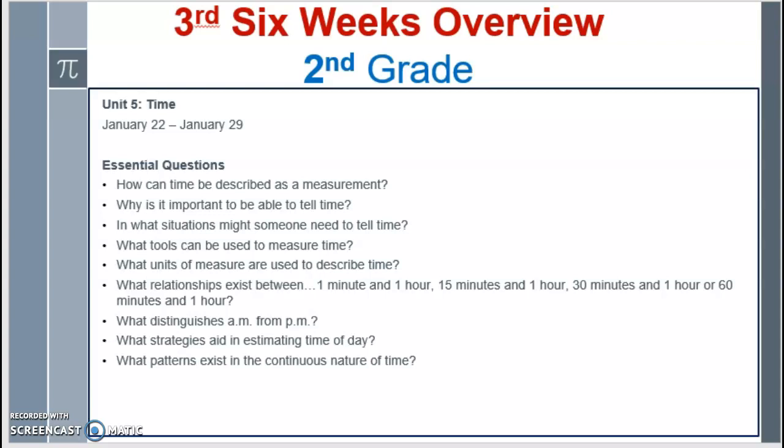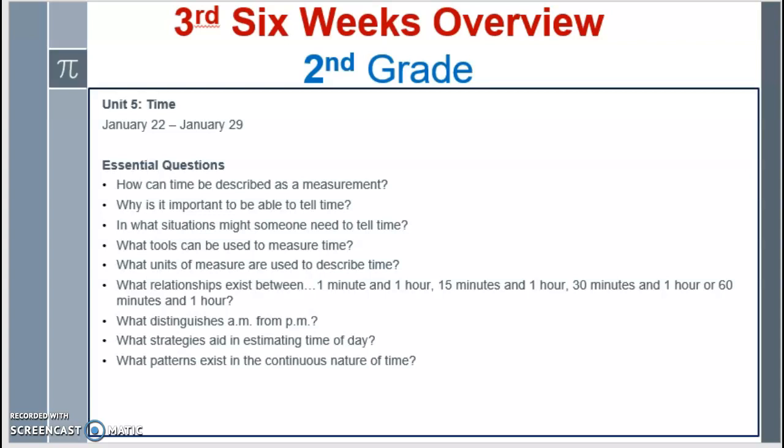Why is it important to tell time? What situations might someone need to tell time? The units of measurement, and then again, what relationships exist between 1 minute, 1 hour, 15 minutes and 1 hour, 30 minutes, 1 hour, and 60 minutes and 1 hour. We're starting to develop that conversion of time between minutes and hours. What distinguishes AM from PM? How can we estimate the time of day? What patterns exist as continuous nature of time?